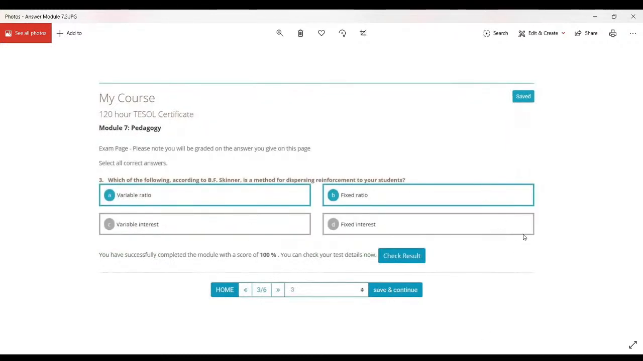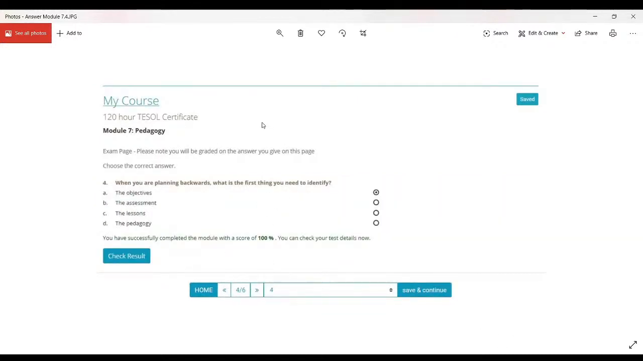Question number 3, which of the following, according to B.F. Skinner, is a method for dispersing reinforcements to your students? Okay, so there are two answers here. Letter A, variable ratio, and letter B, fixed ratio. Save and continue.